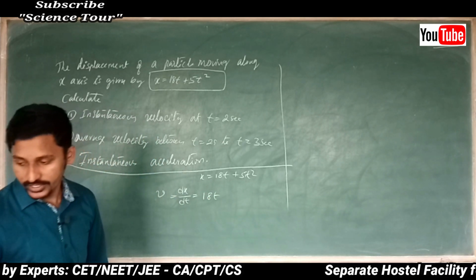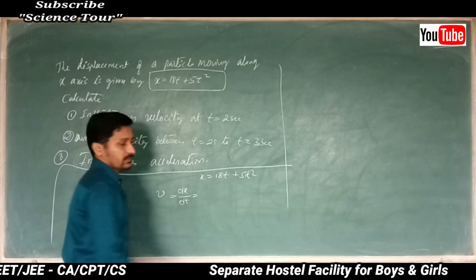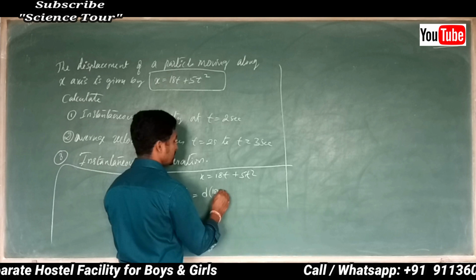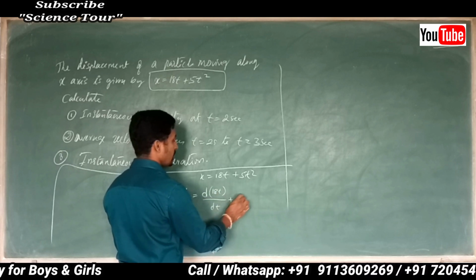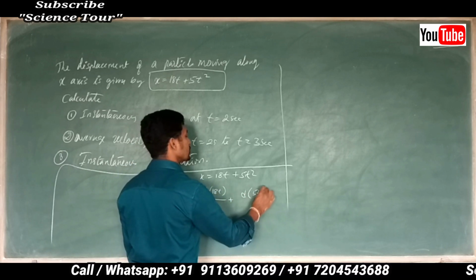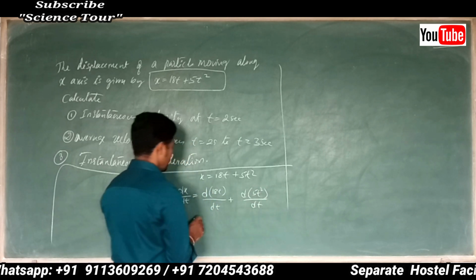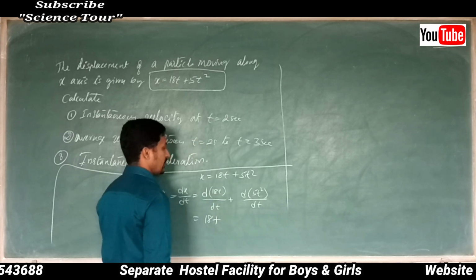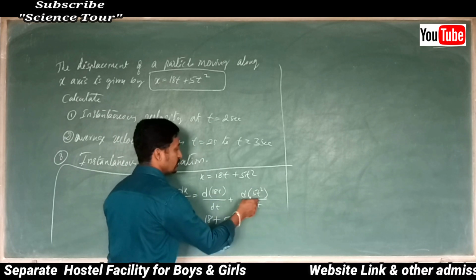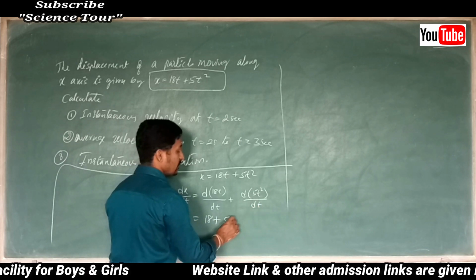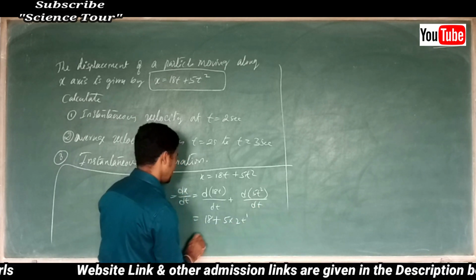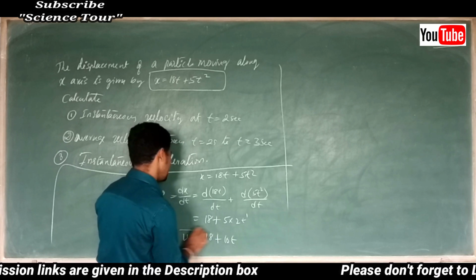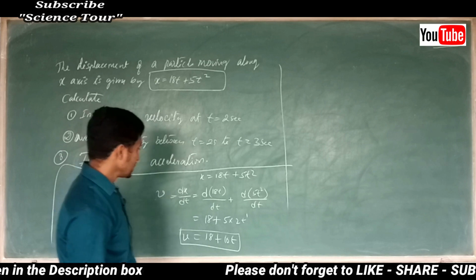18t. Okay. So 18t means what you have to do? dx by dt you have to write down, no? So d of 18t by dt plus d of 5t square by dt. So what happens? It is 18 into dt by dt plus 5 into dt square by dt, that is nothing but 2 into t to the power 1, that becomes 18 plus 10t, that is the instantaneous velocity.